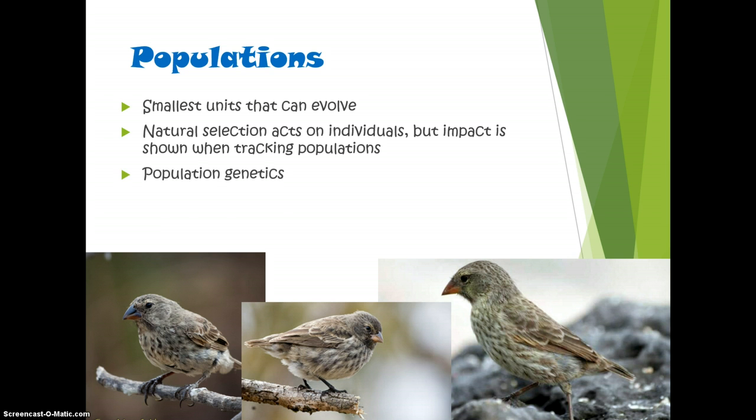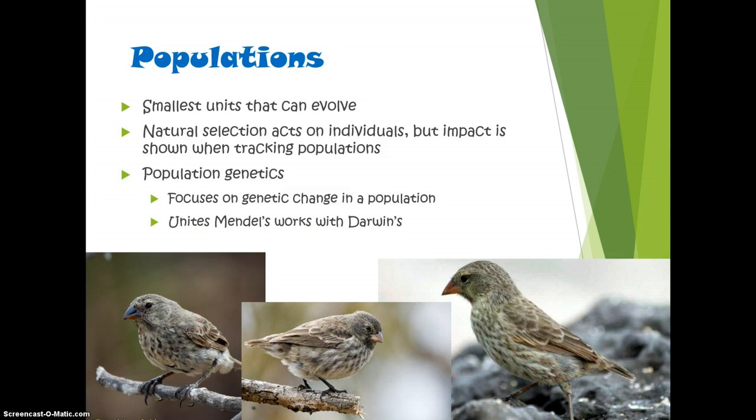Okay, so population genetics focuses on genetic change in a population, and it ties genetics together with Darwin. It's really cool because Darwin came out with his book Origin of Species right before Mendel did, and it's cool to see how they work together. And it took a while for everything to come together, but finally it did.